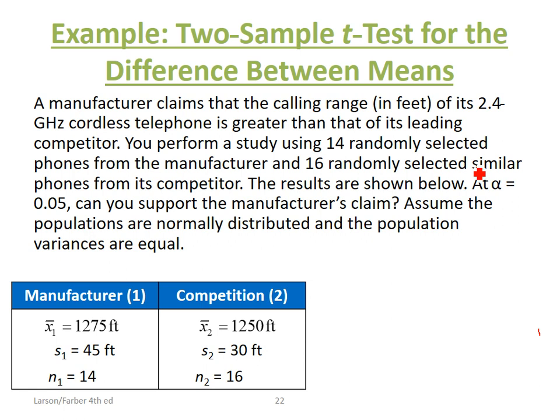Next one, a manufacturer claims that the calling range of its 2.4 GHz cordless telephone, shows how old my slideshows are, I guess, because does anybody even worry about the calling range of a telephone anymore? No. So it used to be, back in the Stone Age, no, this is the home phone. Way back, even before the Stone Age, your phone was actually attached to the wall by this long wire.